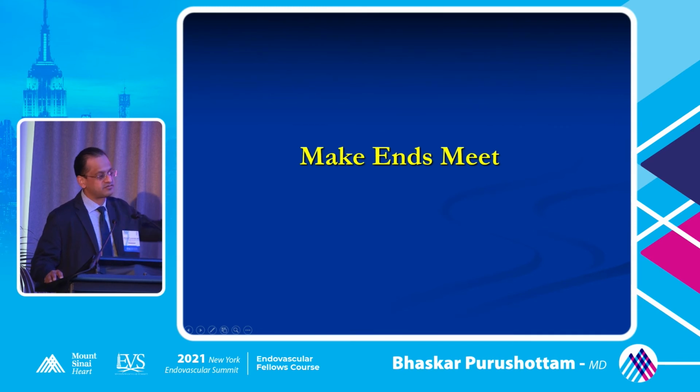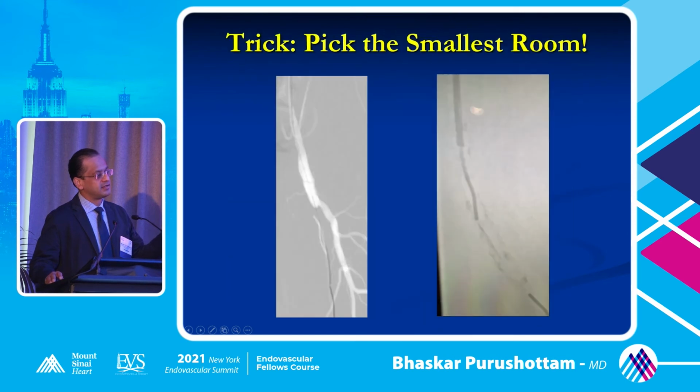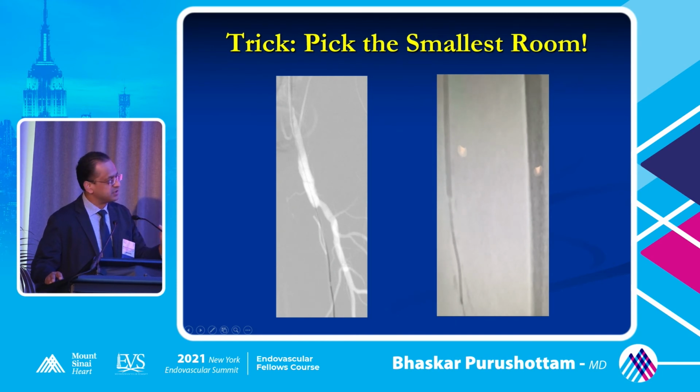The next thing is you cross from up top, cross from below. What do you do? You try to meet the two wires. Now, vascular people have been doing this for a long, long time, but coronaries just gave it a term called tip-in. But the bottom line is you find that part of the artery which is calcified or CTO, which has the least amount of space, and that's where you feed the wire, and that's the trick.